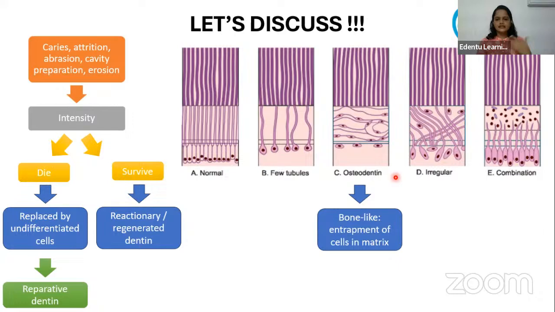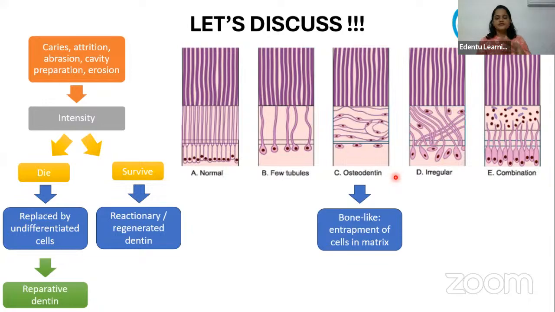So based upon the intensity of the offending agent, if it is of high intensity, all these odontoblast processes die, and like I had already mentioned, reparative dentine formation will take place. But in case of a low intensity offending agent, the remaining cells will try and form something called the reactionary or regenerated dentine. Both these dentines, the reparative dentine and the reactionary or regenerative dentine, are forms of tertiary dentine. How they are formed is only different.